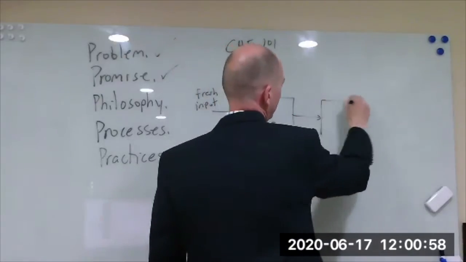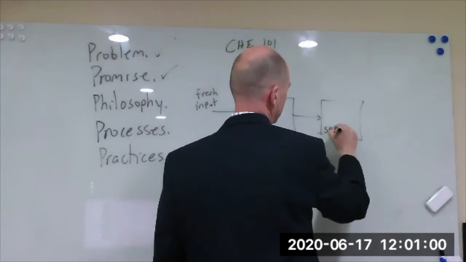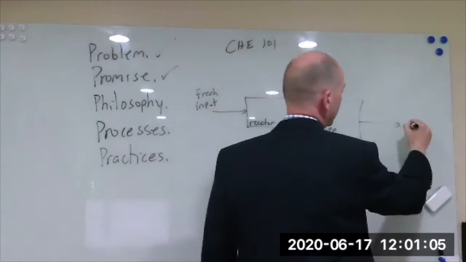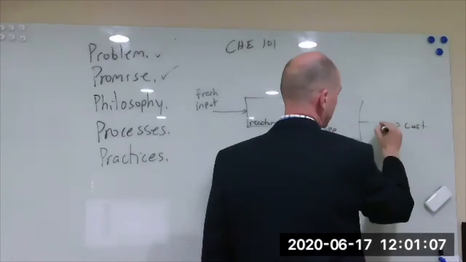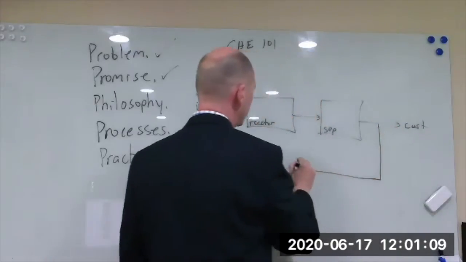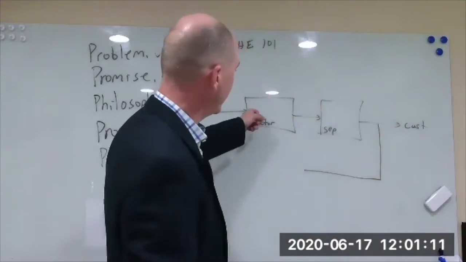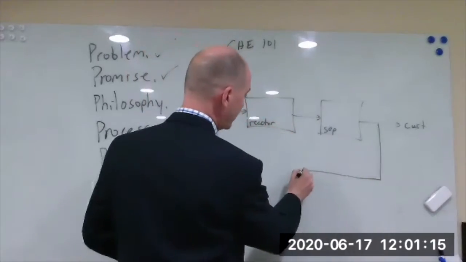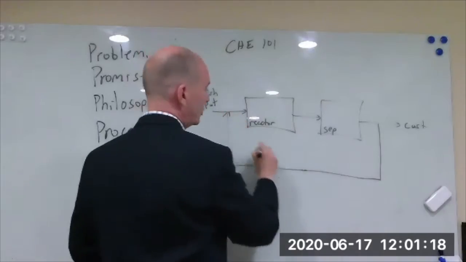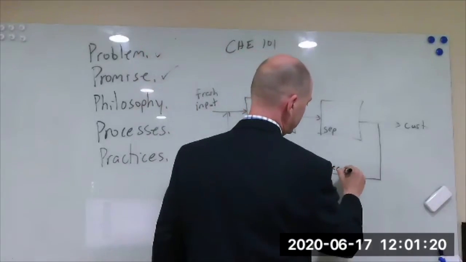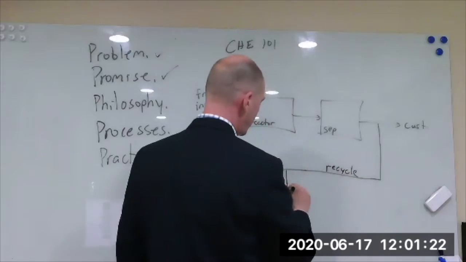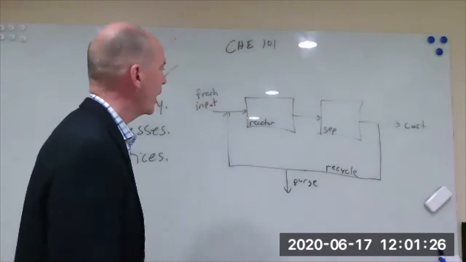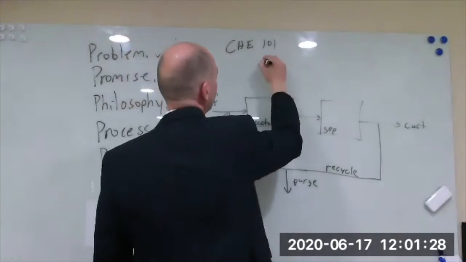We say it goes to a separator. Part of this goes out to the customer. Part of it we recycle because all of the fresh materials that went in here didn't react, and so we don't want to waste those, so we bring those back. So we have a recycle. And somewhere in here we have a purge. Over it all, we have process control.